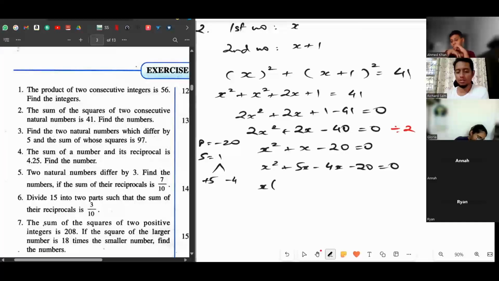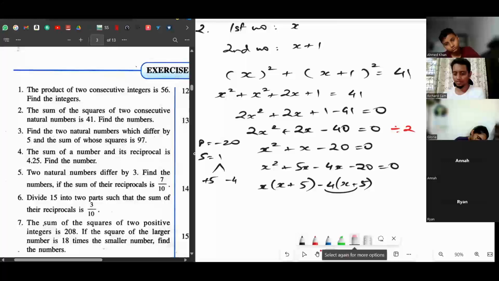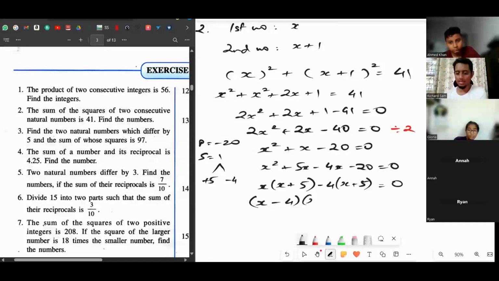So x is common from the first two terms. So x into x plus 5. And then from the next terms, 4 is common. So that is x plus 5, right? Because minus 4 into plus 5 is minus 20, equal to 0. So we have x minus 4 into x plus 5 equal to 0. So x is equal to 4 or x is equal to minus 5.